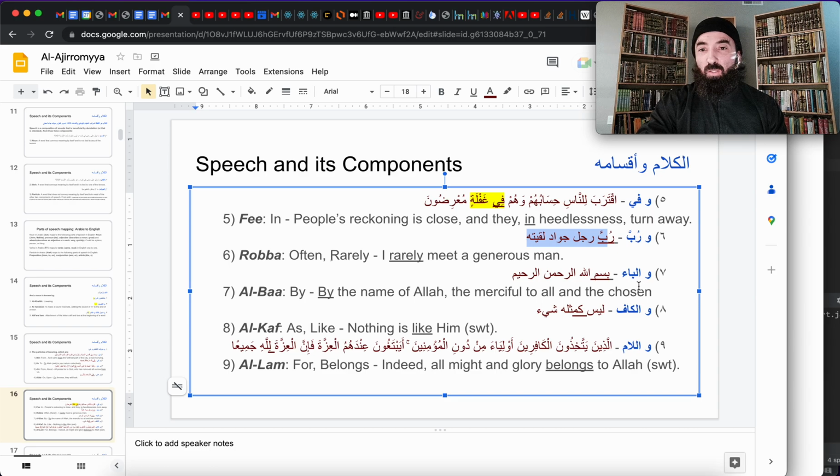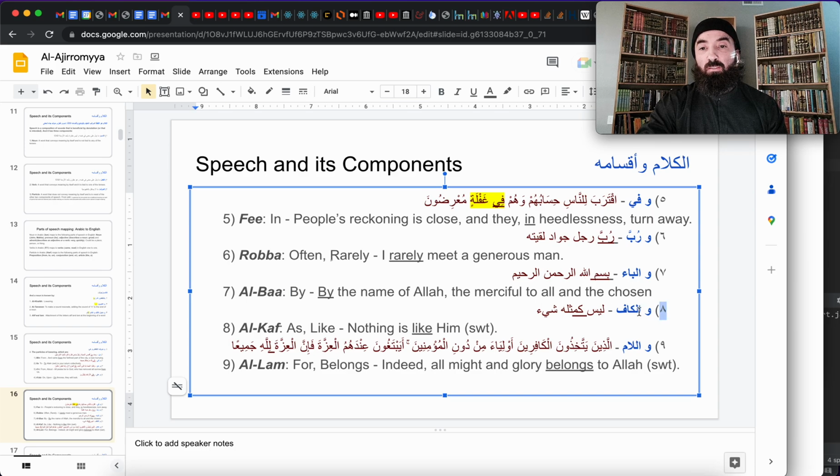So, wal-ba, bismillah ar-Rahman ar-Rahim. Al-ba is the seventh one, and the example is the first verse of the Quran. Bismillah ar-Rahman ar-Rahim. What does ba mean? Ba means by, right? By the name of Allah. By the name of Allah, the merciful and the most merciful and the most compassionate.